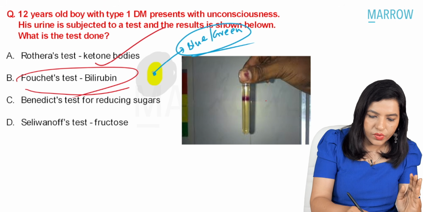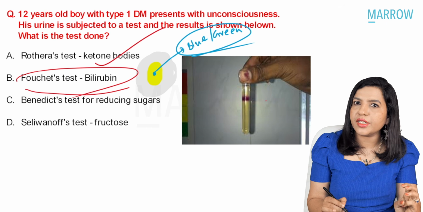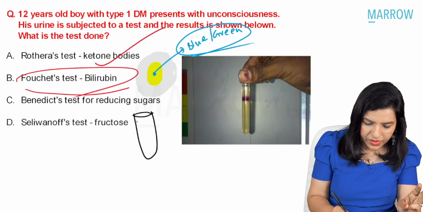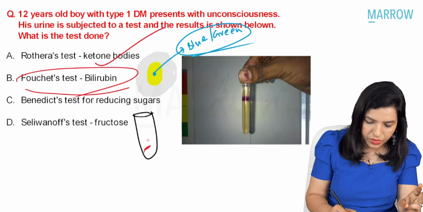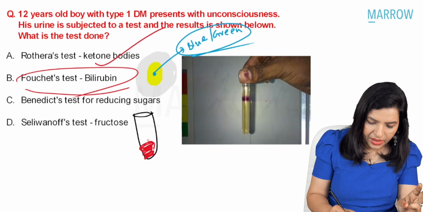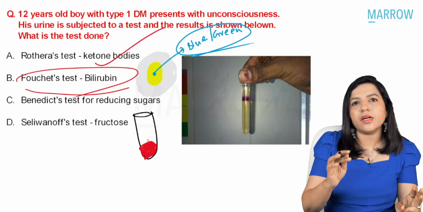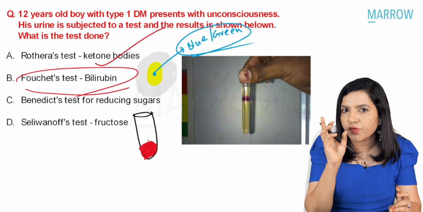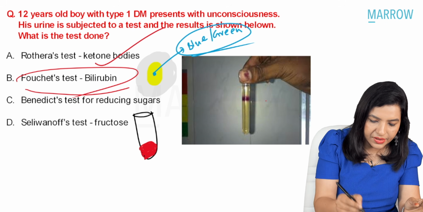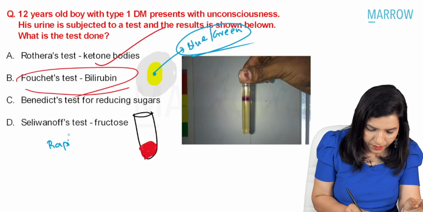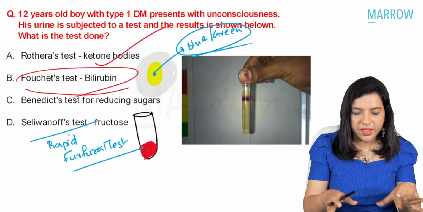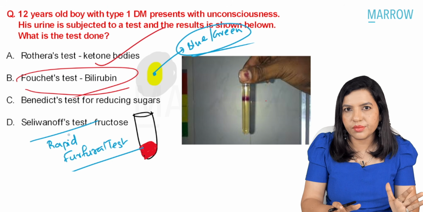Then Seliwanoff's test. What is Seliwanoff's test? Seliwanoff's test is a test for fructose. What we should get as a positive reaction is a red color. If red color is seen in the test tube, that means Seliwanoff's test is positive. It's a test for fructose. One more test for fructose is the rapid furfural test. So these are some of the tests in biochemistry.